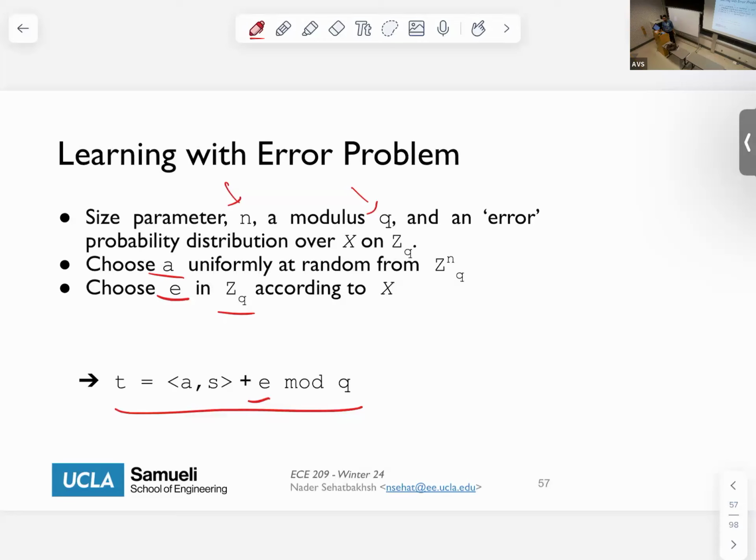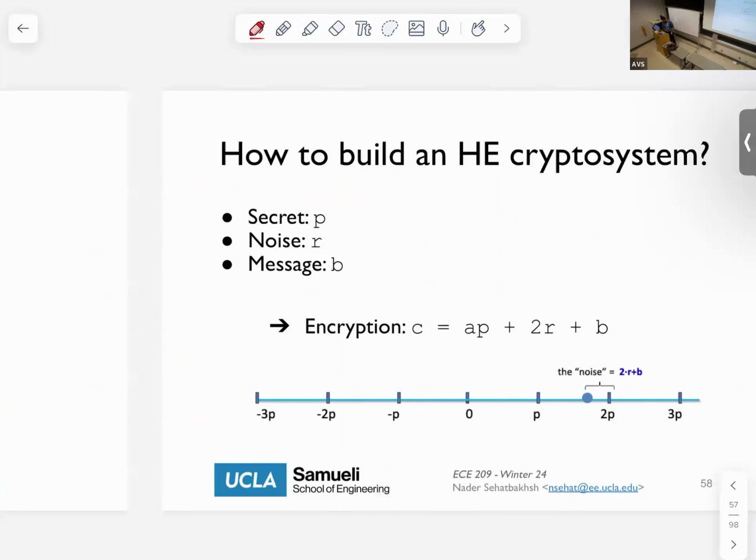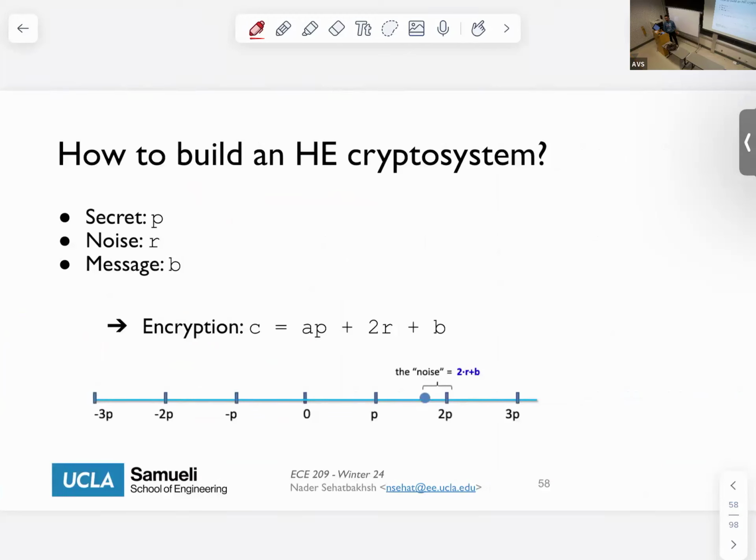And this would be your algorithm to encrypt things. You do AS plus E mod Q, and this would basically be your encryption. Decryption would be exactly the same thing in reverse order. Why would this work? Think about it this way, okay? So this is how we're going to, for example, encrypt things. My secret key is P, okay? My message is B, and for now assume that the message is just 1 bit, either 0 or 1, okay?